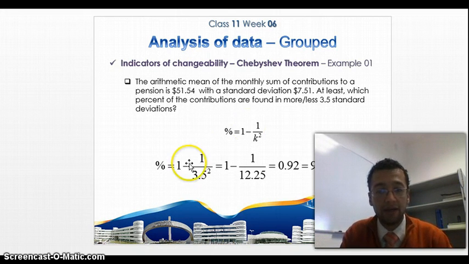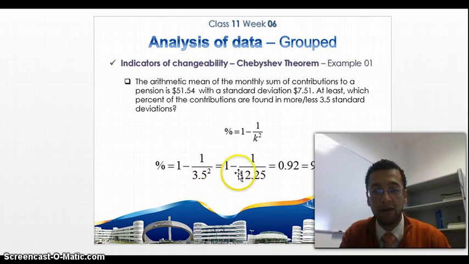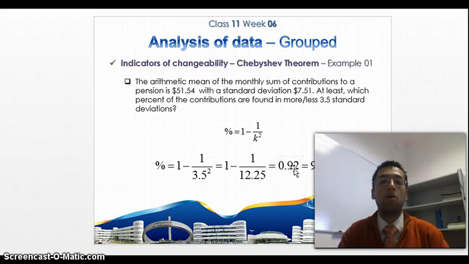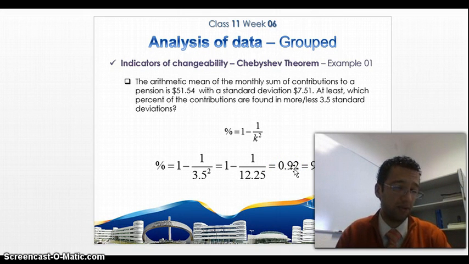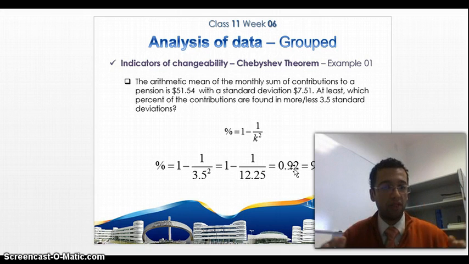So as you can see, 3.5, you have to make it to the square, then this value is divided over 1, then 1 minus this fraction, and the result is 0.92. Finally, it is 92%. So you have a 92% chance to identify that value under the bell that was explained previously.